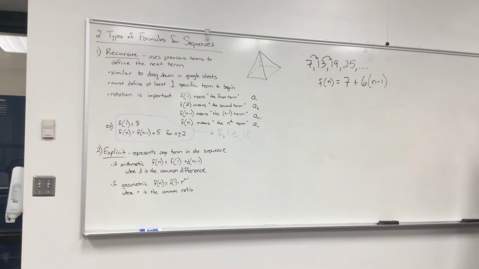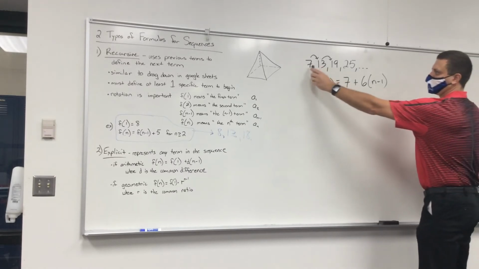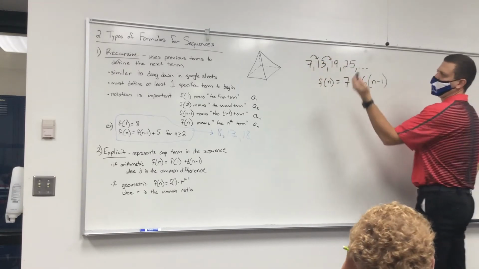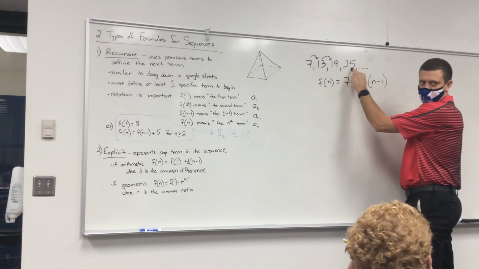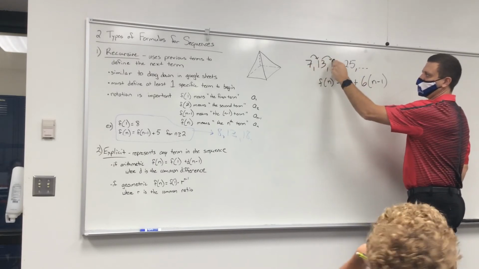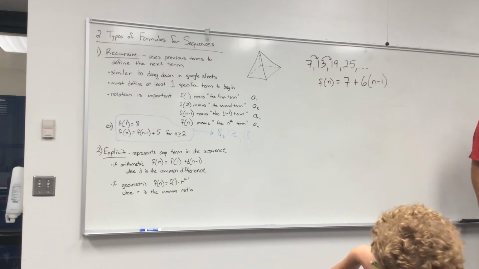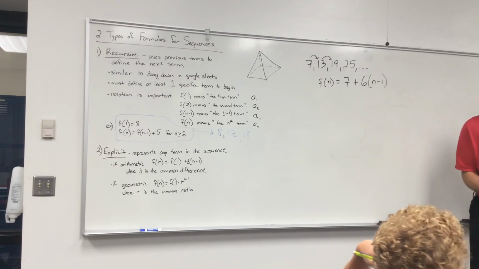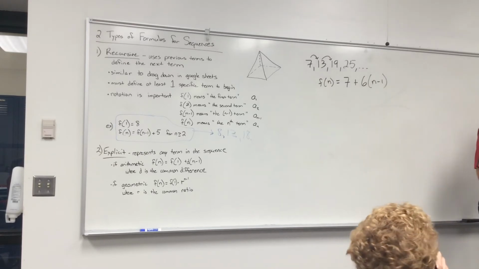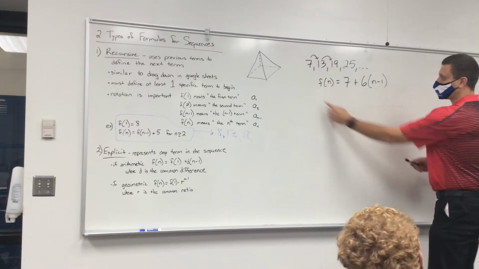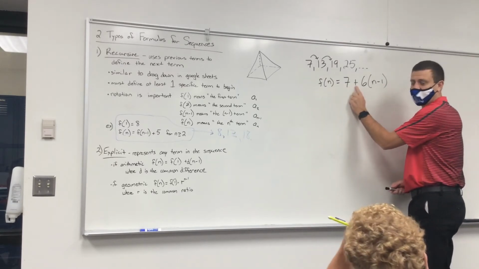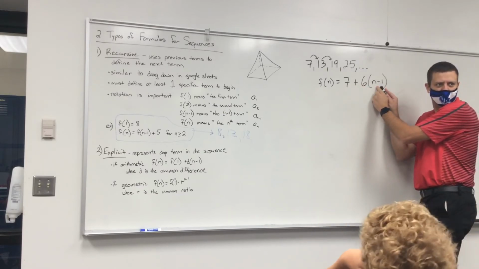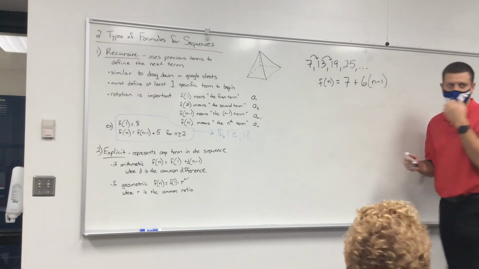Here's why it works. This pattern starts at 7 and you keep adding 6, right? If I want to get to the 4th term, how many times will I end up adding the number 6? 3. To get to the 5th term, how many times would I end up adding 6? 4. It's always one less than whatever term I'm after, right? So that's why this rule works. 7 is my first term, and I'm going to add the number 6 (n minus 1) times. You guys follow that? Okay, that's why this rule works.